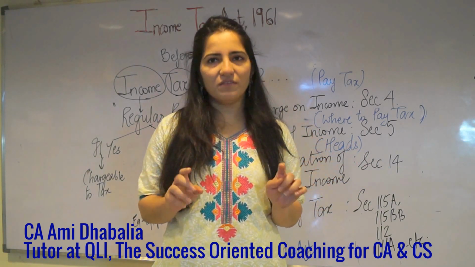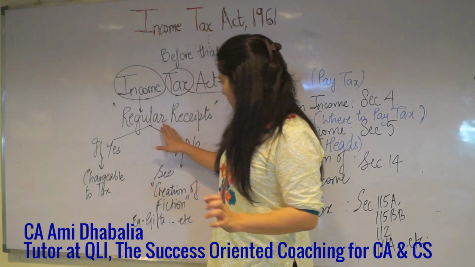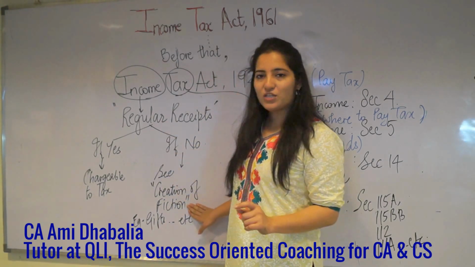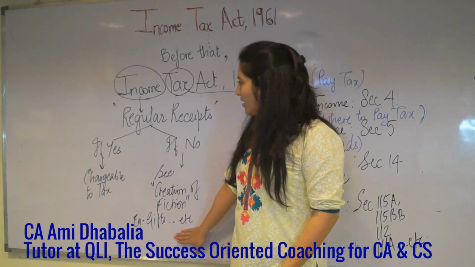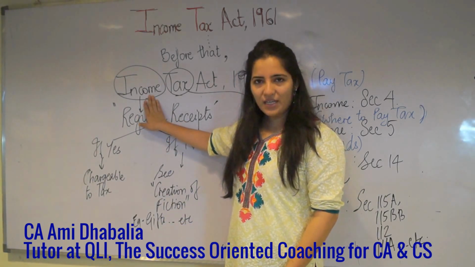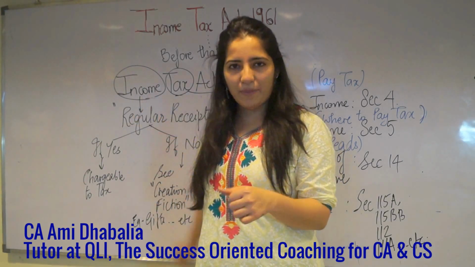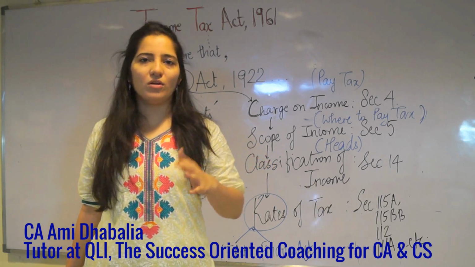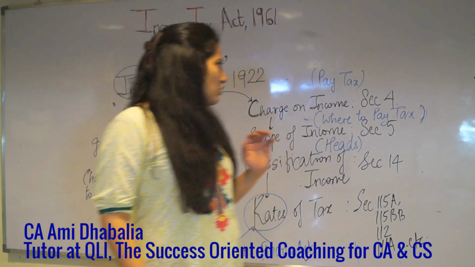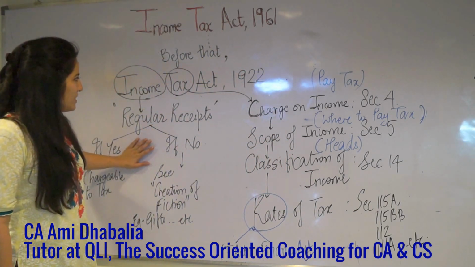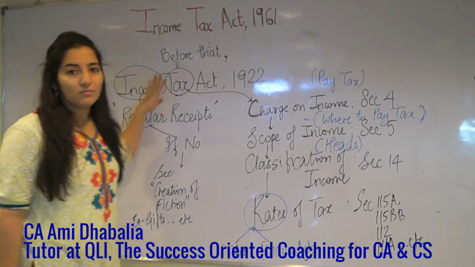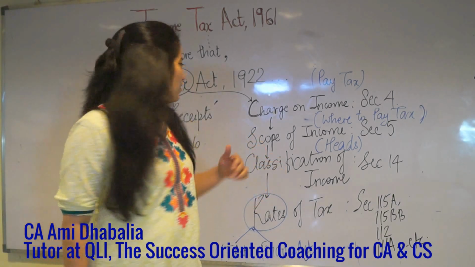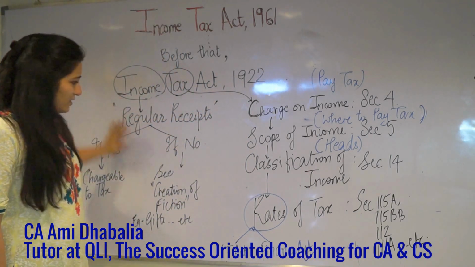Because of this creation of fiction, even if I do not have a regular receipt, it may still be taxed under income tax. So basically, the gift, which is a capital receipt, is given the form of a revenue receipt, and still it becomes your income on which you can pay tax. This is the main reason why there is some confusion in our minds: this is not regular income, so why do we tax it? So: regular receipt, real income concept.